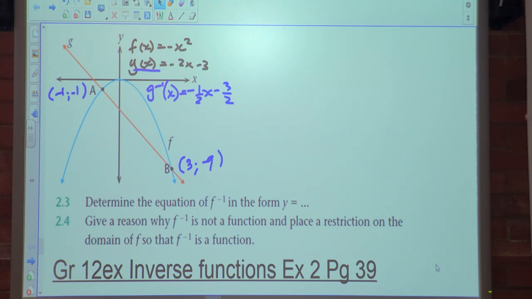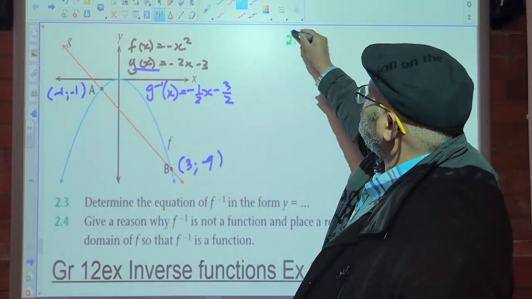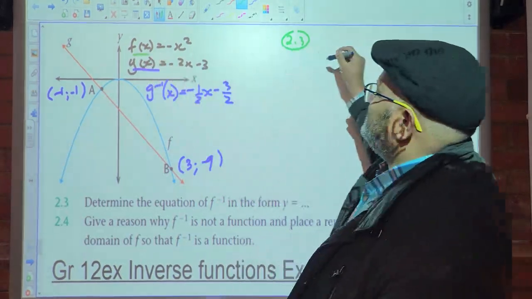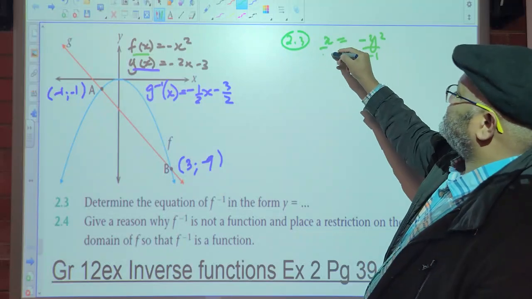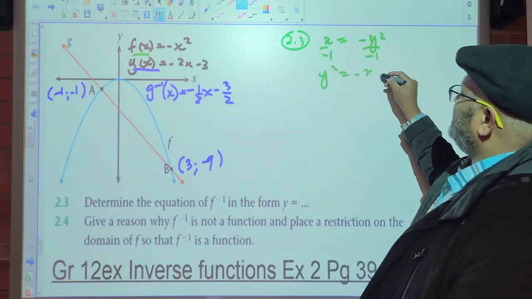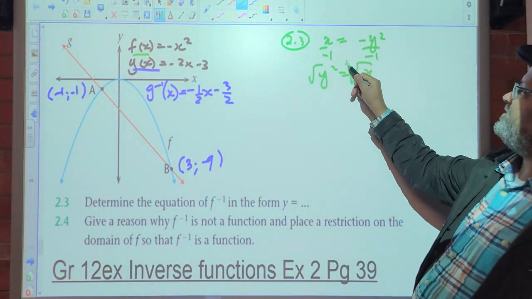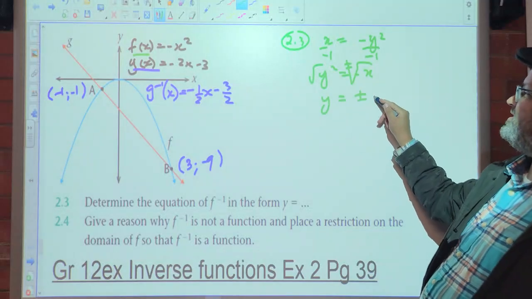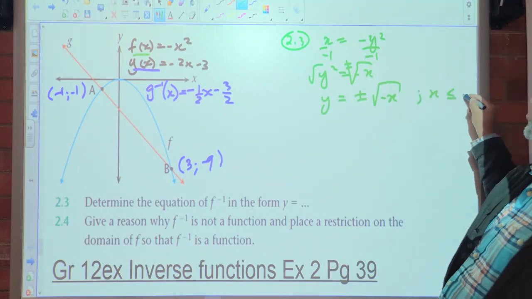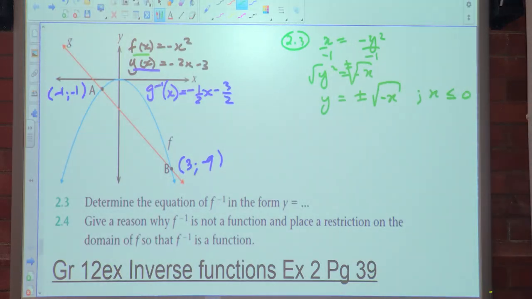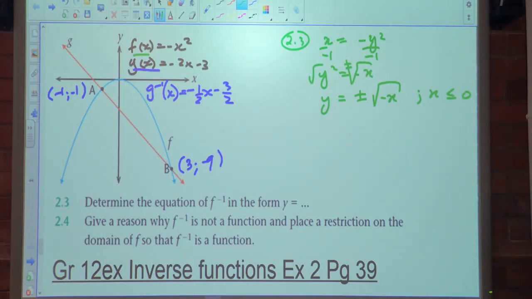Determine the equation of the inverse of f in that form. People, what do we do for the inverse of f? We interchange x and y. So that's your y. So x is equal to minus y squared, divided by negative 1 both sides. So y squared is equal to negative x. How do I get y on its own? Square root. If I introduce square root, so y is equal to plus minus the square root of negative x. But x has to be less than or equal to 0. No? Why? Because if it's less than 0, it's going to be negative. And negative times a negative is a positive.